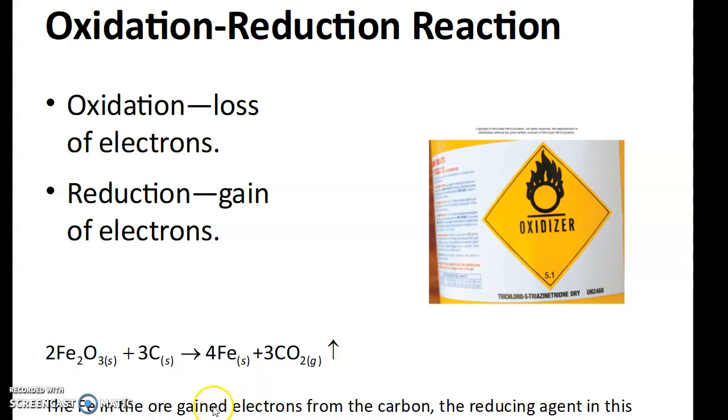So the iron ore is gaining electrons, the reducing agent in this reaction. Okay. So this is gaining electrons. This right here is losing electrons. And so that is being oxidized. That is the oxidizing agent.